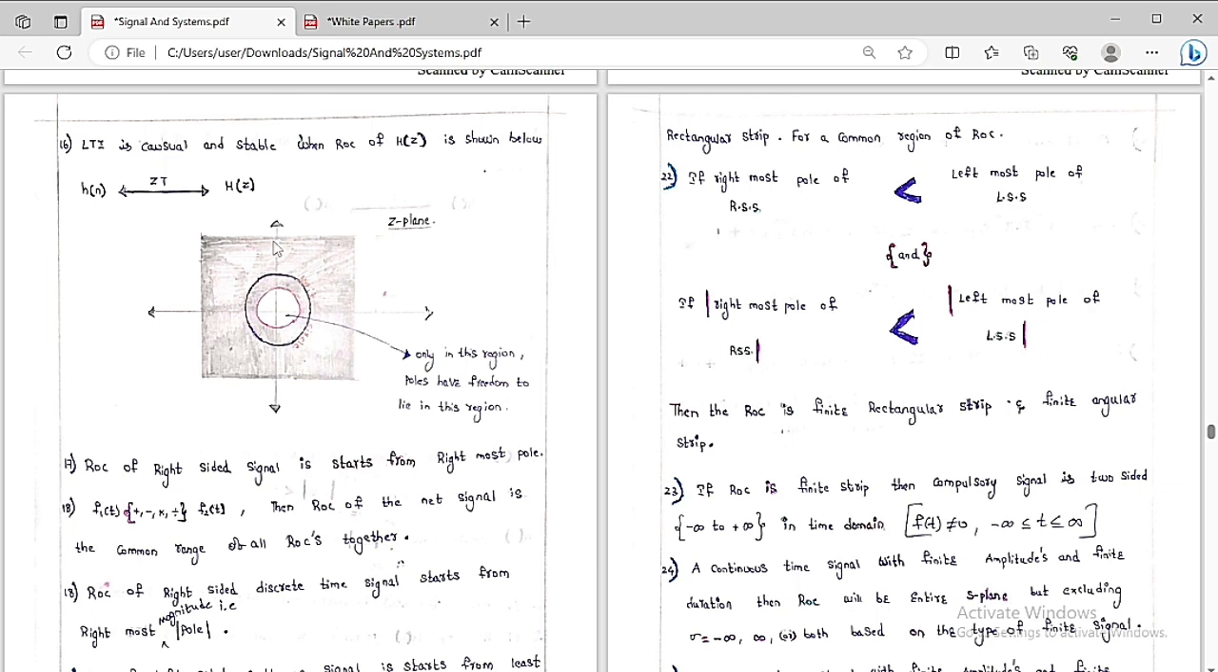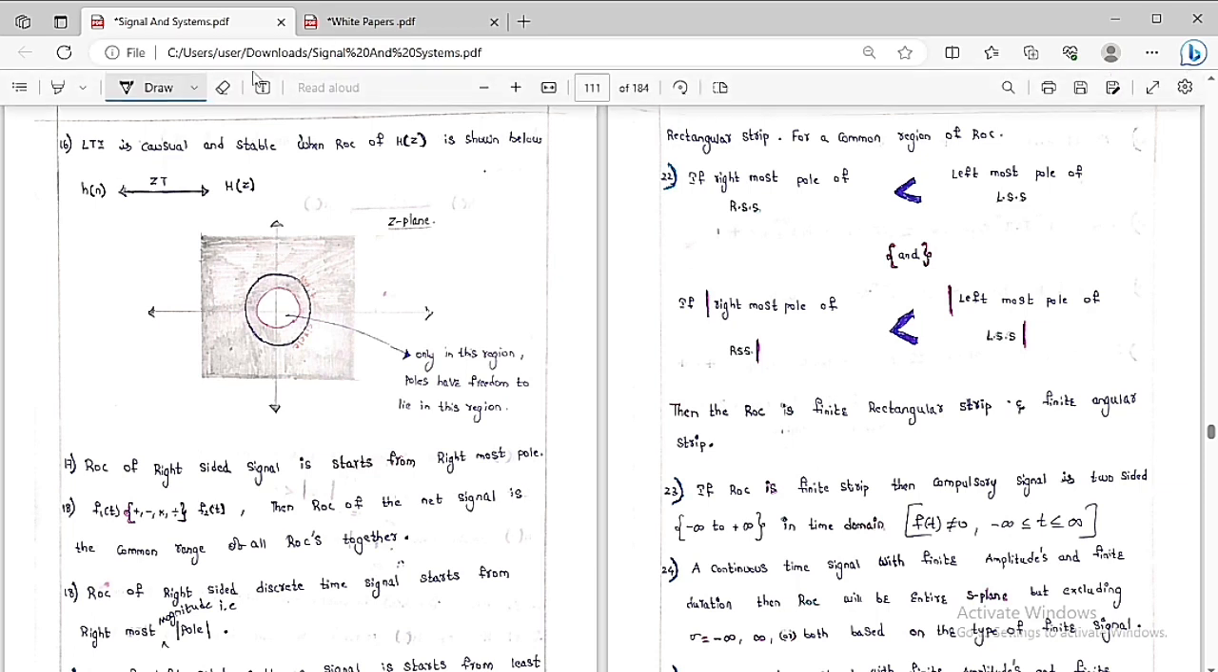Causal, I've already told you, what is the meaning of causal? When h of n is equal to 0 for n less than 0, we can say it is a causal system. So an LTI system is said to be causal when h of n is equal to 0 for n less than 0, meaning it is a right-sided signal. So the ROC is towards the right side, meaning outward of a circle. And here it is also stable. Stable means h of n is absolutely summable: the sum from minus infinity to plus infinity of mod of h of n is less than infinity.